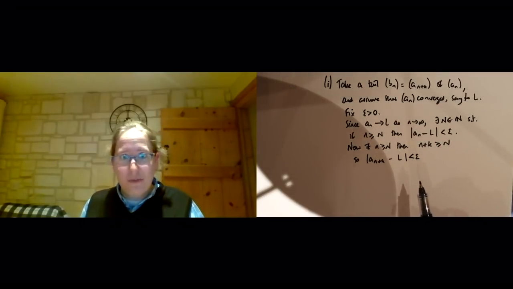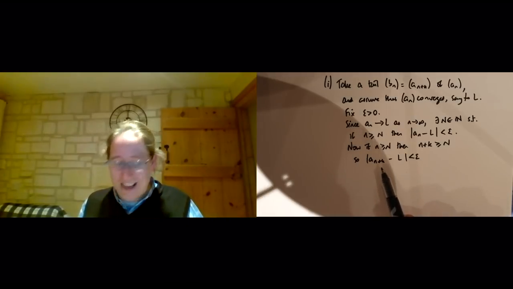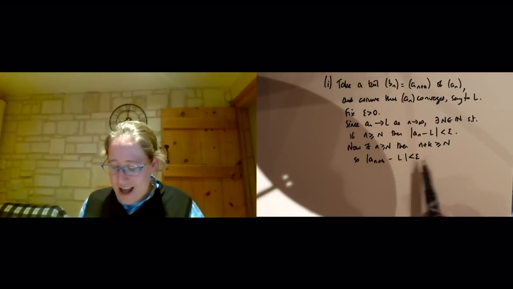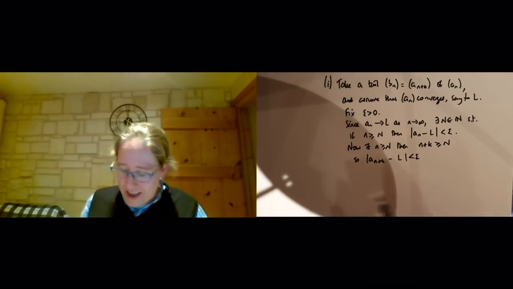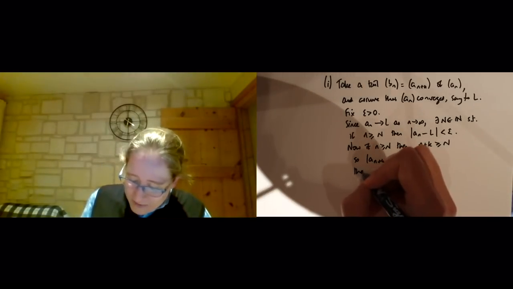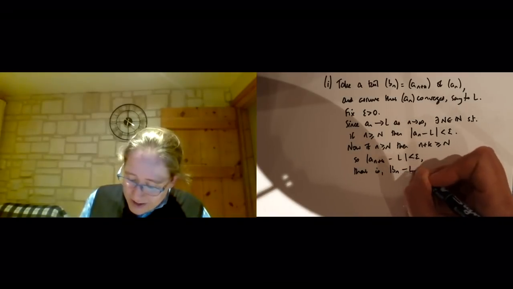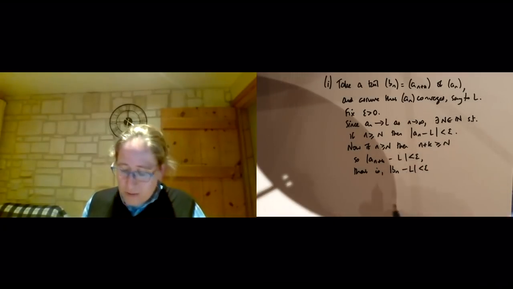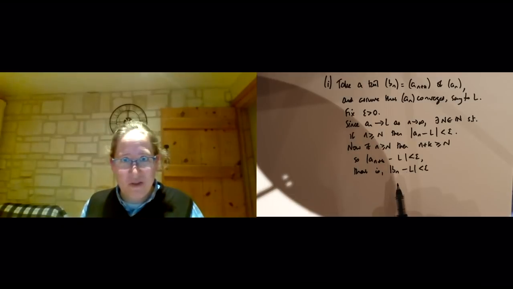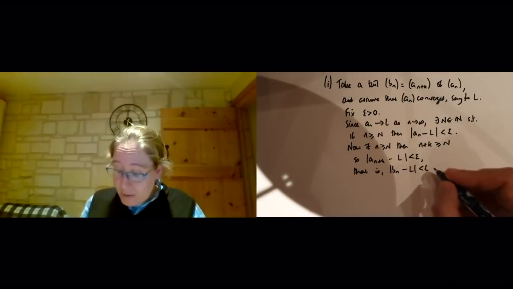We know that if your subscript is past N, then a subscript is close to L. That's what I'm applying here, that is the absolute value of Bn minus L is less than epsilon, because remember that's how Bn was defined. It's a n plus k. And this is exactly what we wanted.